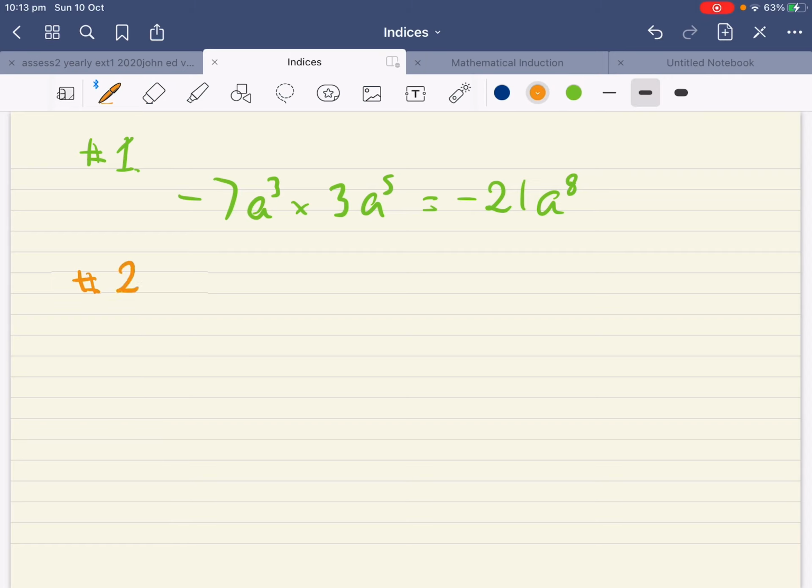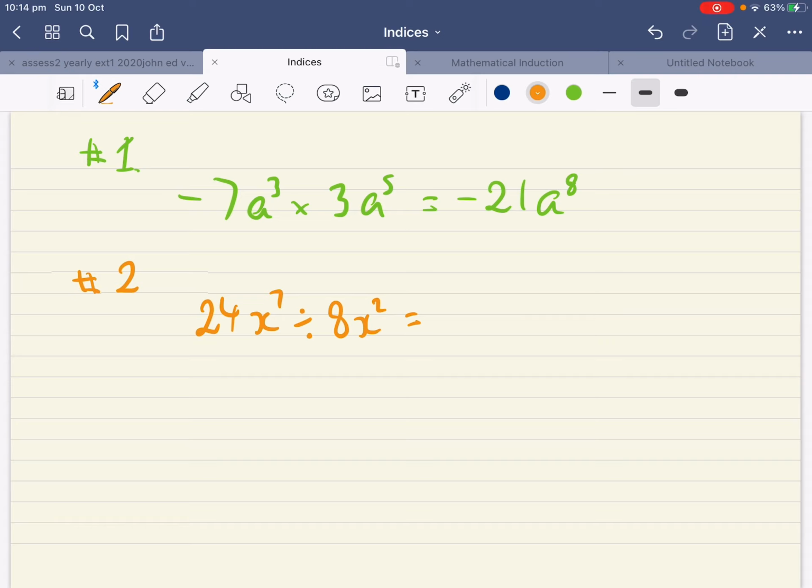What was index law number 2? Well, they were the questions where, instead of multiplication, we were dividing. So let's say we have this question here: 24x to the 7 divided by 8x squared. In this particular case, how do we do this? That 24 and that 8, are they just normal numbers or are they powers? Hopefully you'd say they're normal numbers, so we're going to divide just like normal.